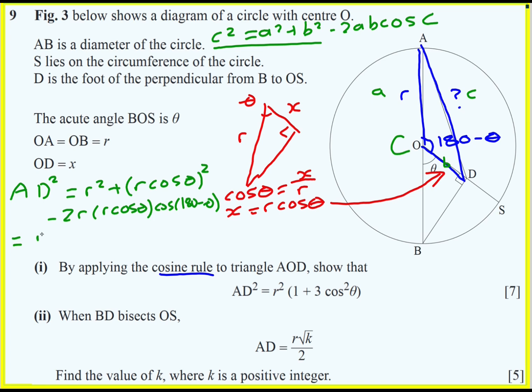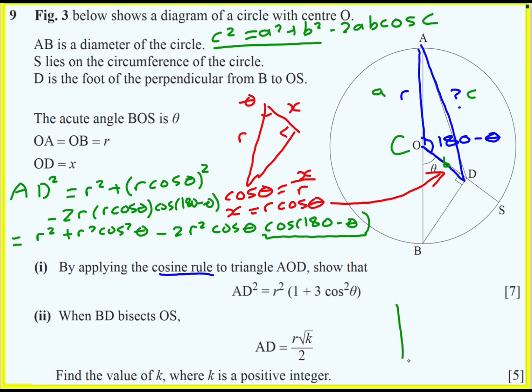Right, next line, that's going to become R squared plus R squared cos squared theta. Then I'm minusing 2R squared cos theta times cos 180 minus theta. You can actually see the result's going to work out if this becomes minus cos theta, but I want to convince you that it's true.